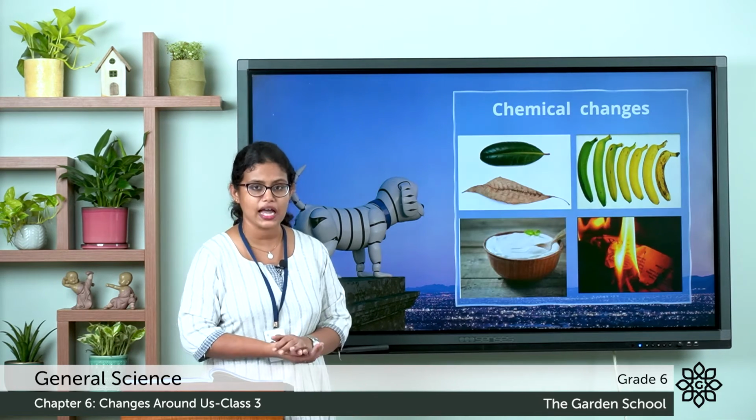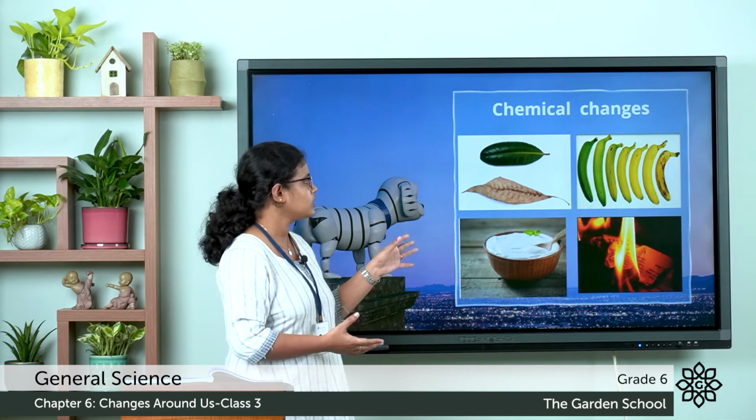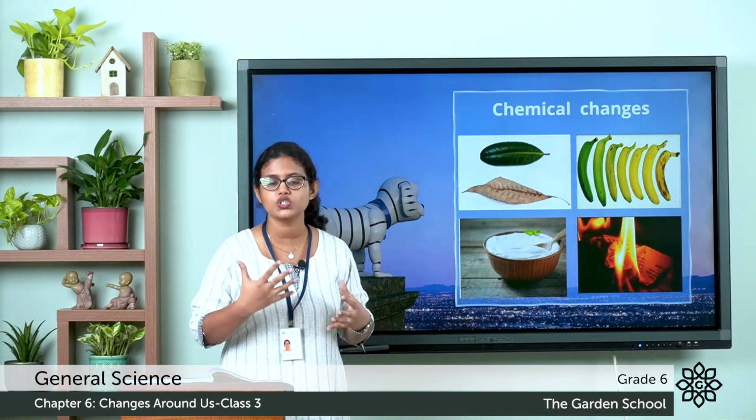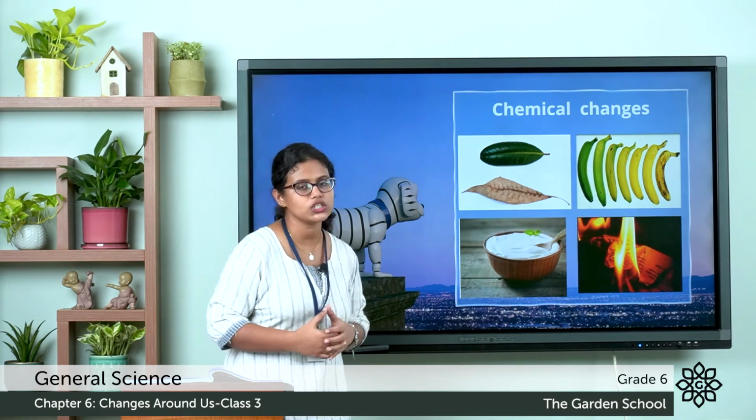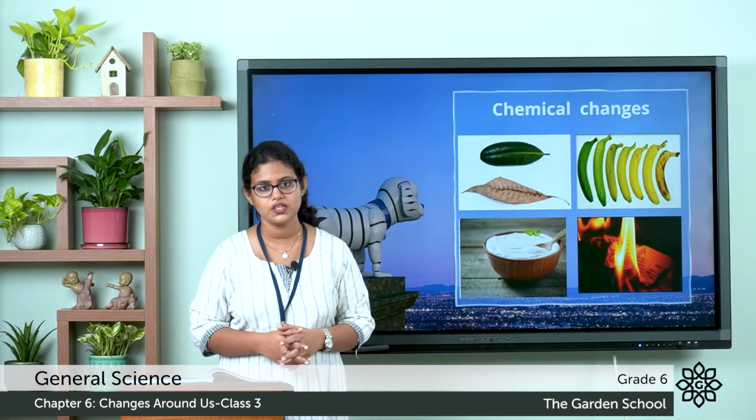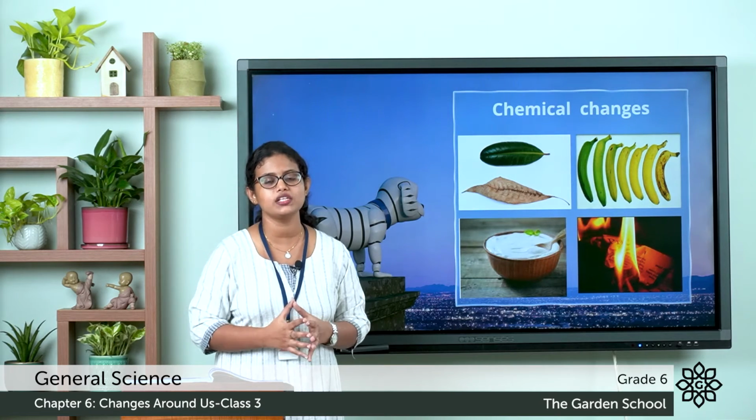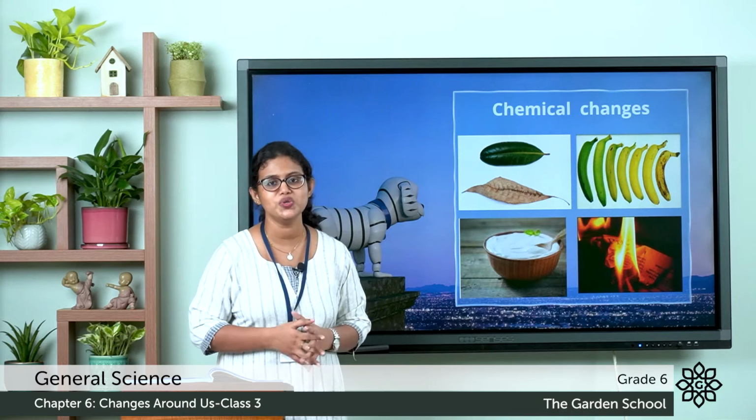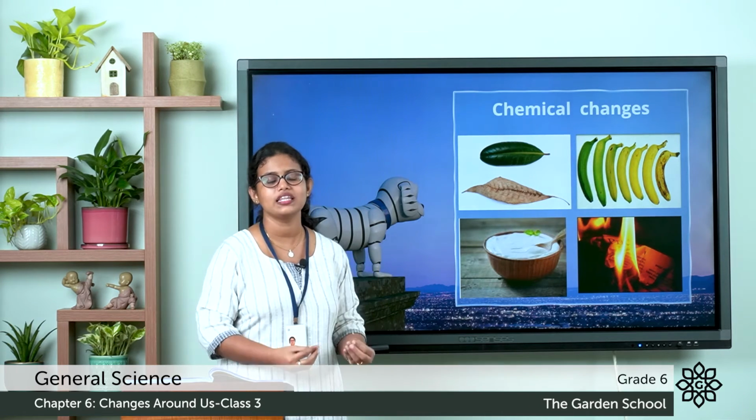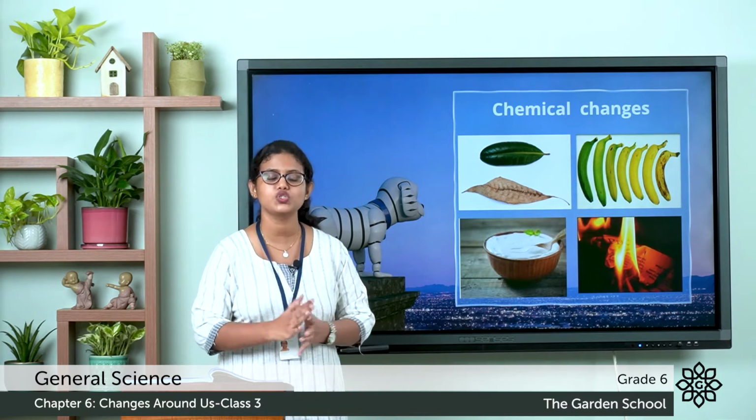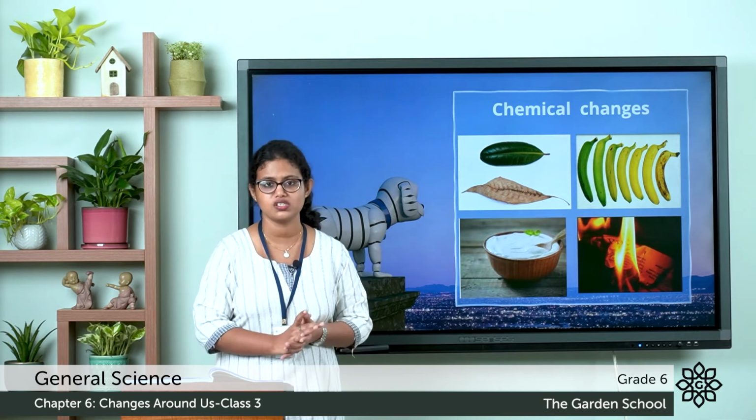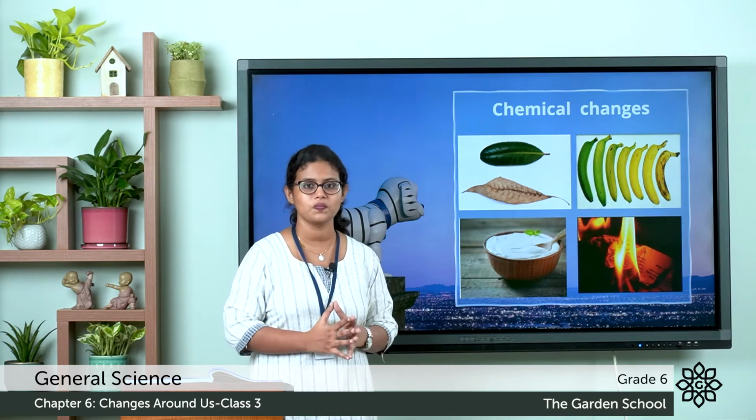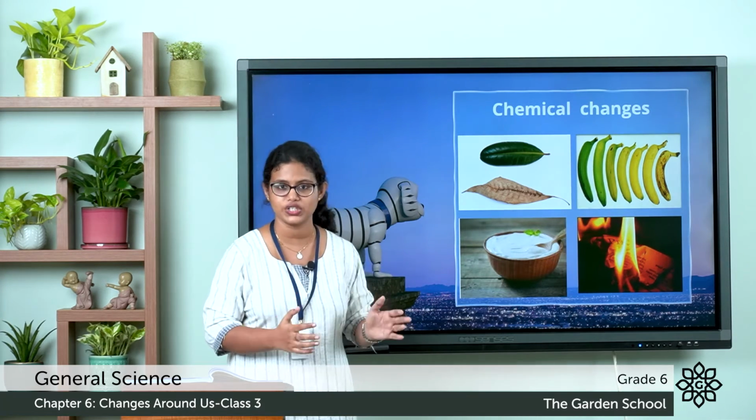So let's see some examples for chemical change. The first one, you can see the picture, that is, you can see a fresh green leaf and then you can see a dry leaf. So my question is, can you change this dry leaf back to a fresh green leaf? No, you cannot, because the leaves have undergone a chemical change that cannot be reversed. We cannot reverse it back to the original form. And this is a chemical change.